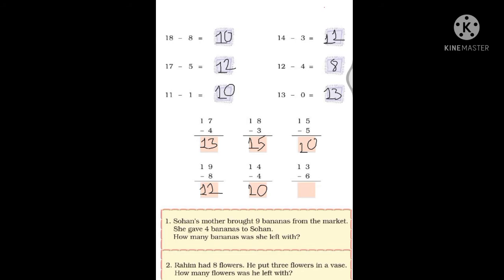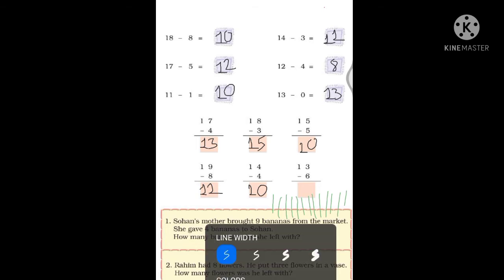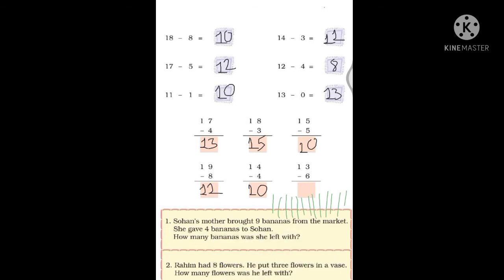So students, here the first number is 13, right? So we will draw 13 sticks here. 1, 2, 3, 4, 5, 6, 7, 8, 9, 10, 11, 12, 13, right? So 13 sticks I have drawn.